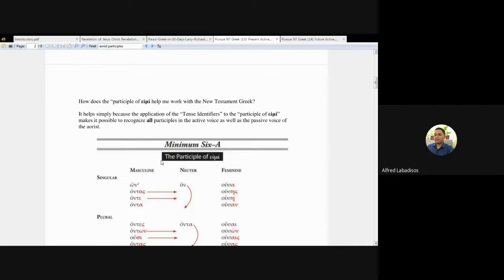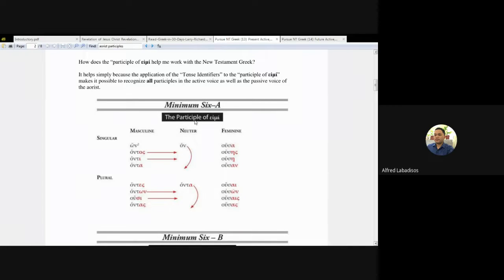So these are the forms of the participle of eimi for the active voice. For the masculine, the neuter, and the feminine, we have singular and plural. Remember, participles have the characteristics of an adjective, and these are the characteristics of adjectives. We have the masculine, the neuter, the feminine. We have also the case: the nominative, the genitive, the dative, and accusative, for the singular, and also for the plural.